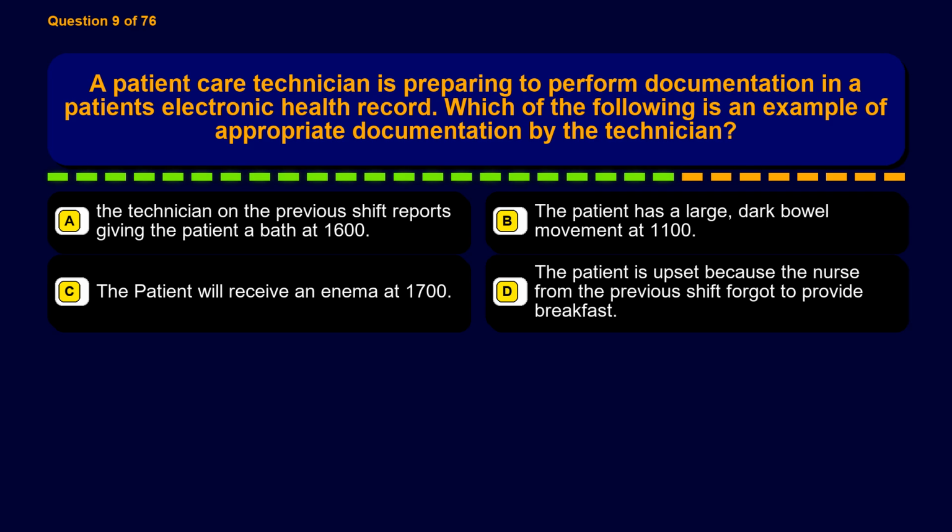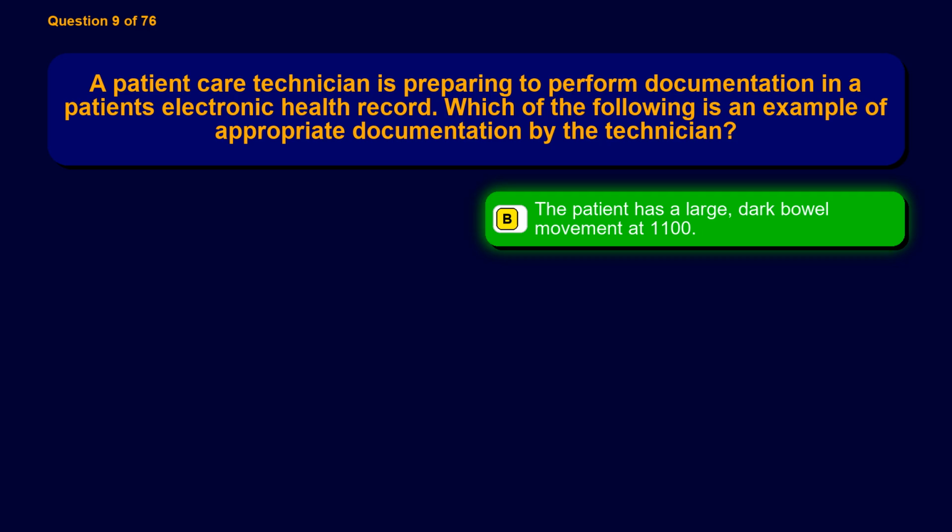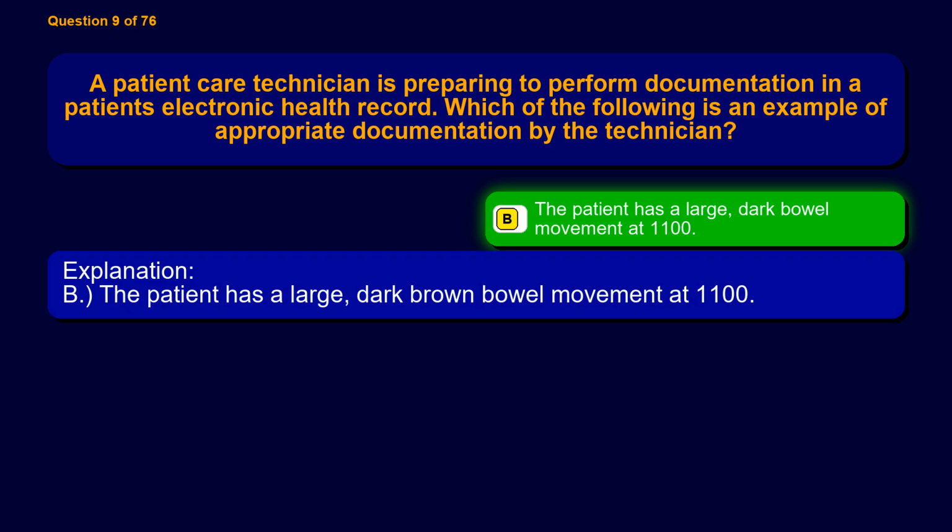Question 9. A patient care technician is preparing to perform documentation in a patient's electronic health record. Which of the following is an example of appropriate documentation by the technician? Option A, the technician on the previous shift reports giving the patient a bath at 1600. Option B, the patient has a large, dark bowel movement at 1100. Option C, the patient will receive an enema at 1700. Option D, the patient is upset because the nurse from the previous shift forgot to provide breakfast. The correct answer is option B, the patient has a large, dark brown bowel movement at 1100.